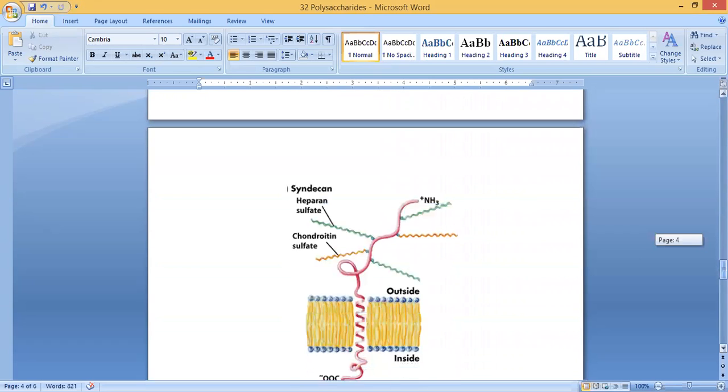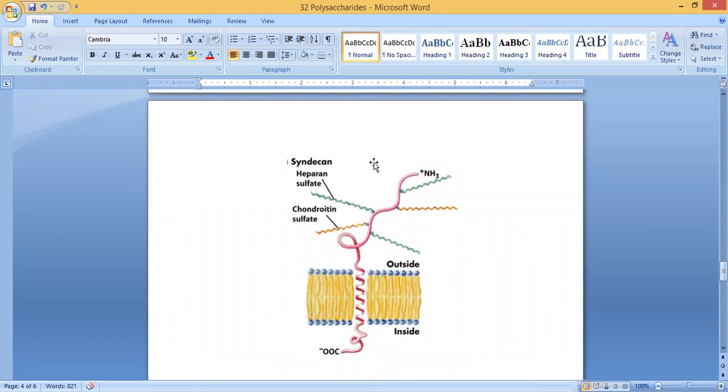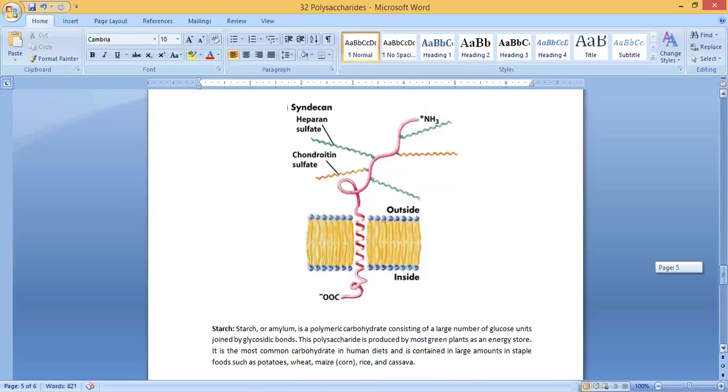Okay, so this is the structure of the proteoglycan, that is the syndecan. Here is the protein structure which is attached with the carbohydrate structures. Chondroitin sulfate and heparin are the polysaccharides, and these are attached with the protein unit. So this is the proteoglycan.